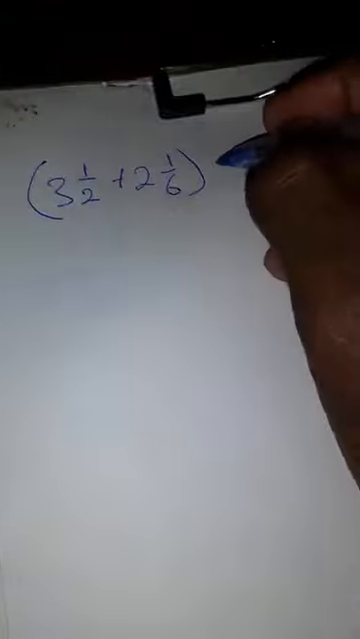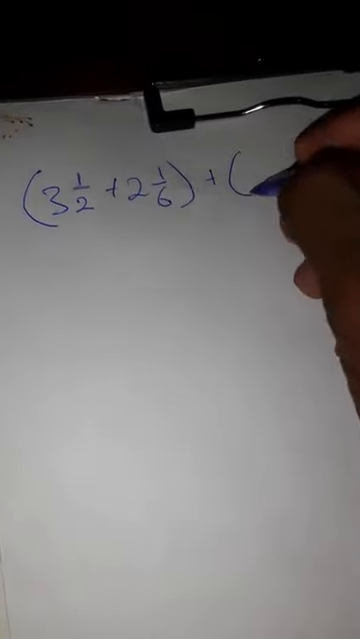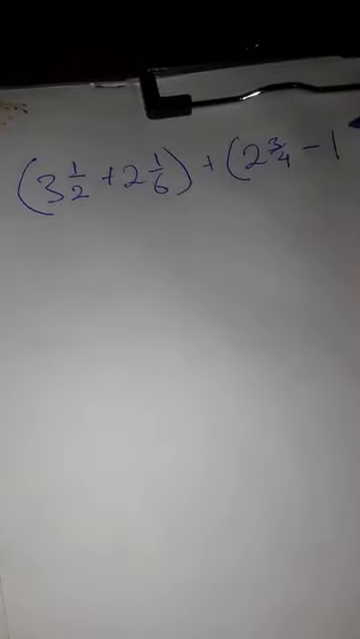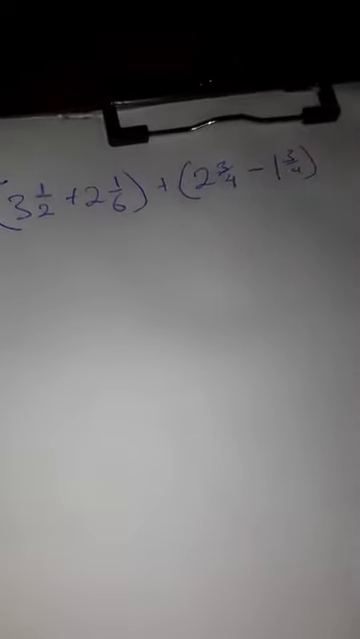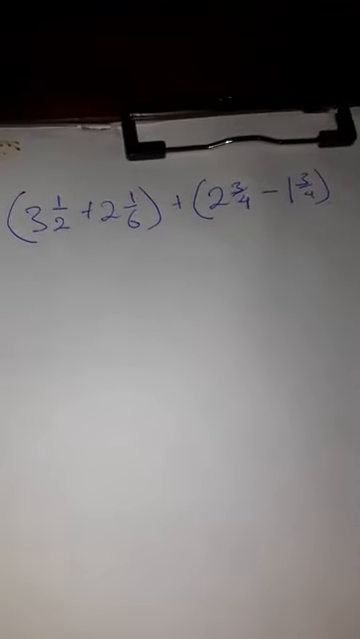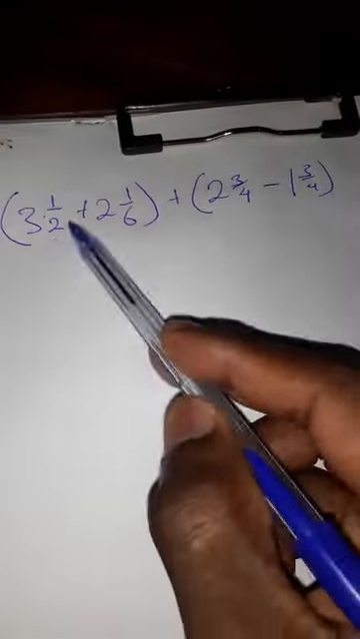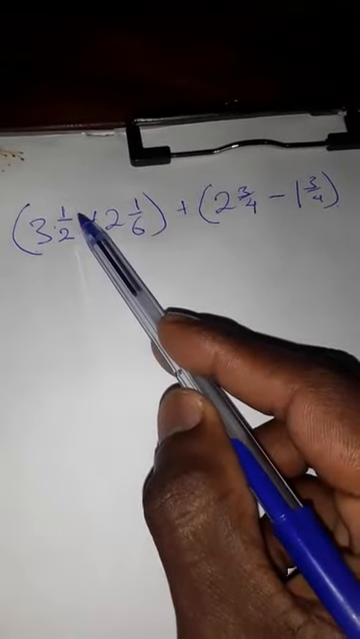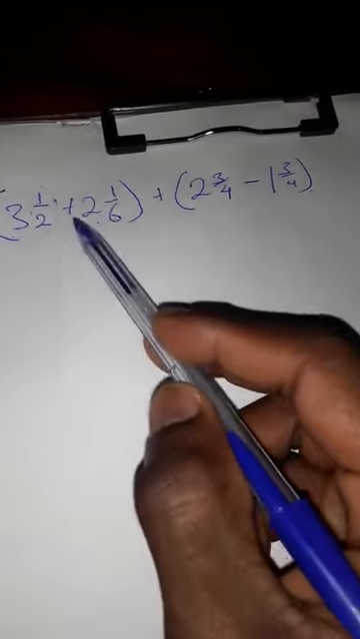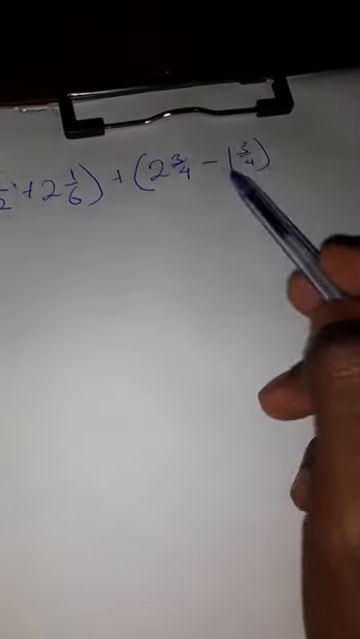So we're going to write here: 3 and a half, plus 2 and a sixth, those are in brackets, plus 2 and 3/4 minus 1 and 3/4. Like that. So the first step, we're going to change these mixed fractions into improper fractions. And how do we change that?